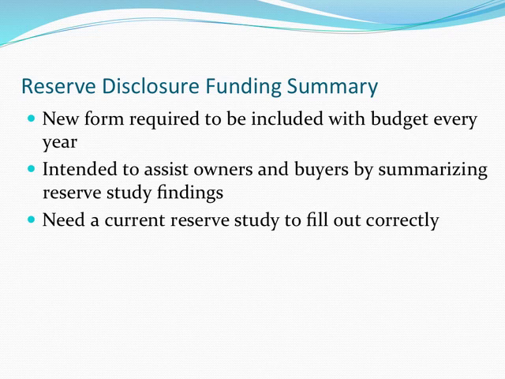The Reserve Funding Disclosure Summary is a form that is required to be sent out every year with the association's annual budget package. It basically summarizes the results of the reserve study and indicates whether an association's current budget will provide enough money to cover reserve expenses for the next 30 years. The form should be updated every year and cannot be filled out correctly without a current reserve study.